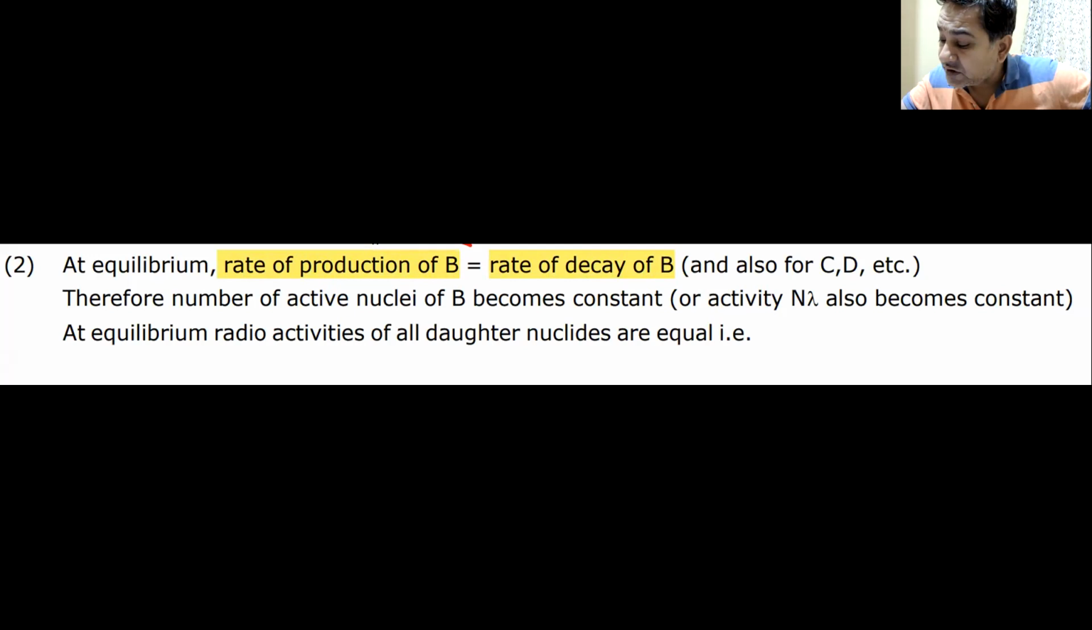Similarly, rate of production of C will be equal to rate of decay of C. Do we understand this? Yes, sir. Rate of production of D will be equal to the rate of decay of D. Do we understand this? Yes, sir. Please note this down. Then what will happen? Therefore, the number of active nuclei of B or C or D will become constant.